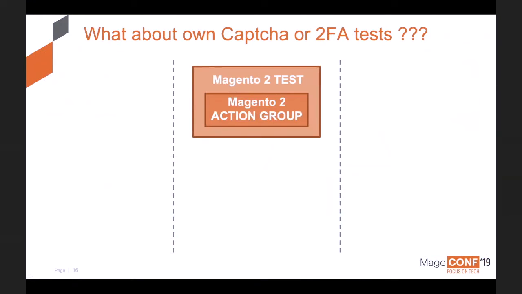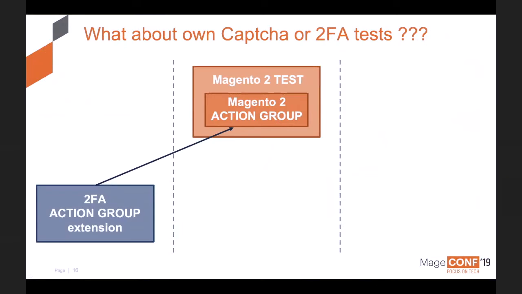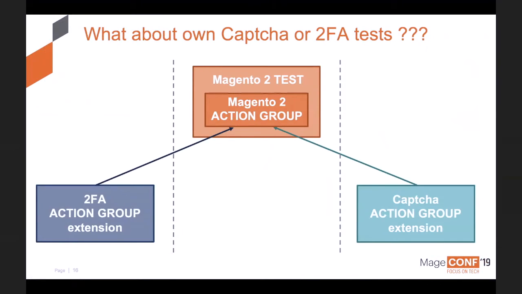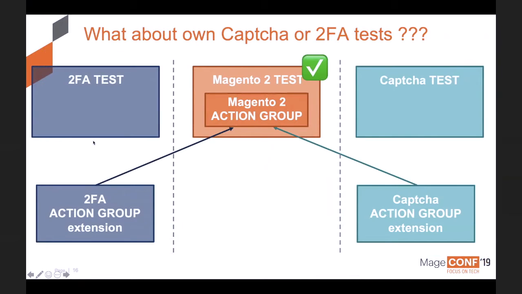So let's see an example of how this will help those two extensions to work properly. The same situation: we have a Magento 2 task written with an action group. Both of these extensions extended it. The Magento 2 task is passing. We're good. But what will happen with the 2FA task and the CAPTCHA task?